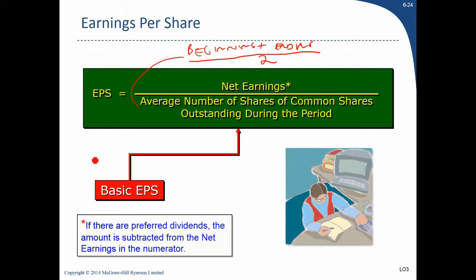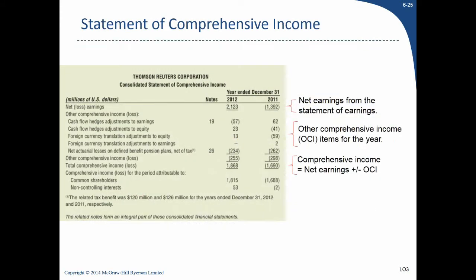Don't worry about this footnote. We don't talk about preferred dividends until the end of the course. You also don't need to worry about these, okay? Other comprehensive income. I mean, that's some pretty advanced accounting, so don't worry about that. But you just need to know that there's other things that go on in the accounting statements beyond here's how much net earnings you have.